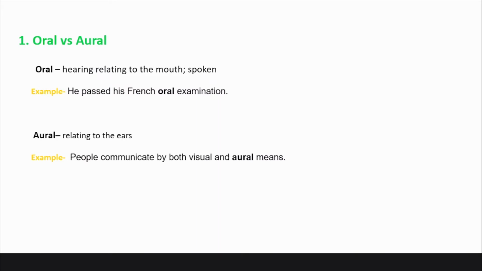Let's look at a first pair, oral and aural. Oral, meaning relating to the mouth or spoken. Let's look at the example. He passed his French oral examination. Aural, meaning relating to the ears. Let's look at the example. People communicate by both visual and oral means.